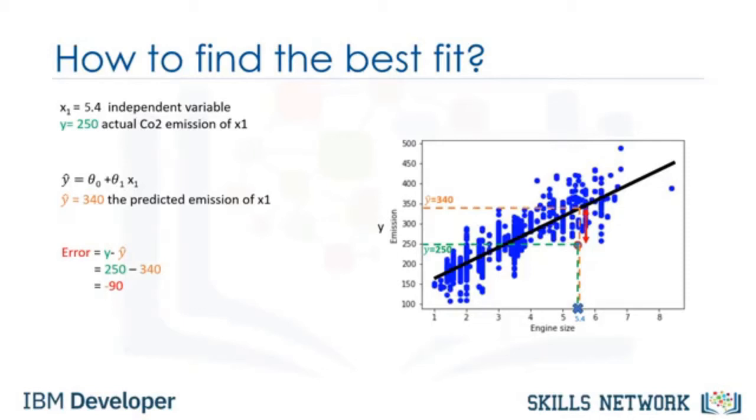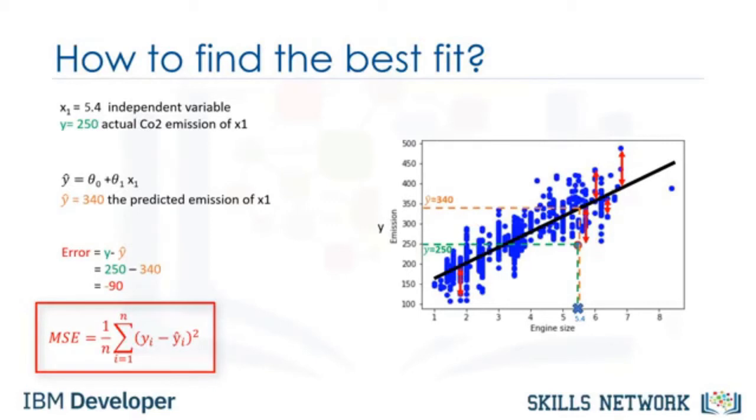This error is also called the residual error. So we can say the error is the distance from the data point to the fitted regression line. The mean of all residual errors shows how poorly the line fits the whole data set. Mathematically, it can be shown by the equation mean squared error, shown as MSE.